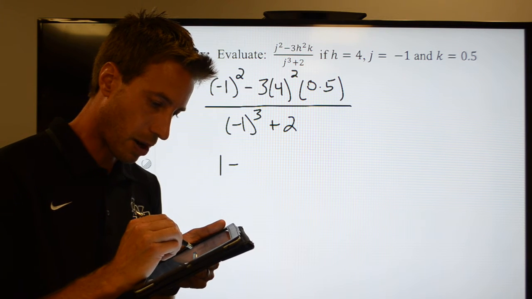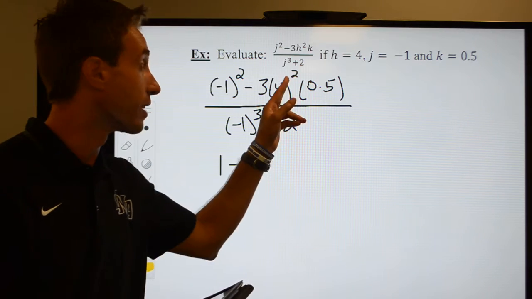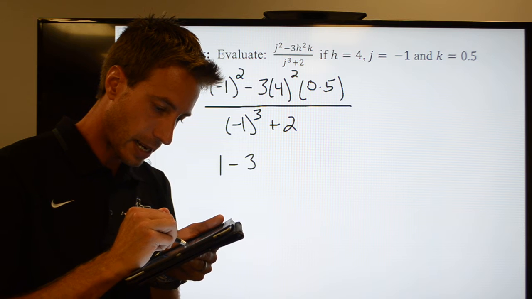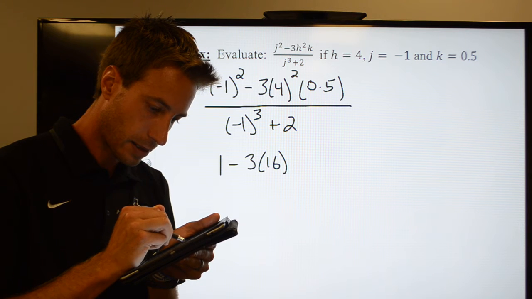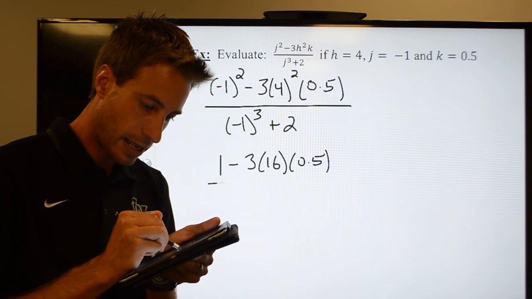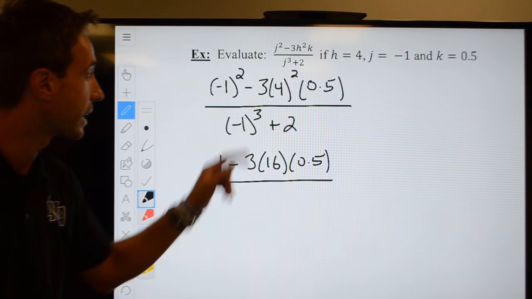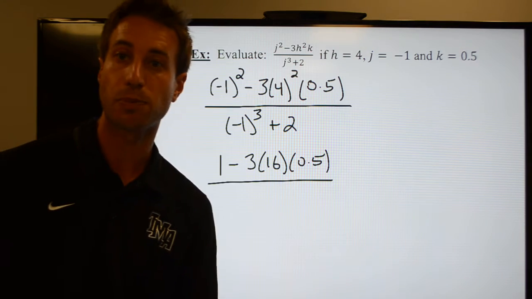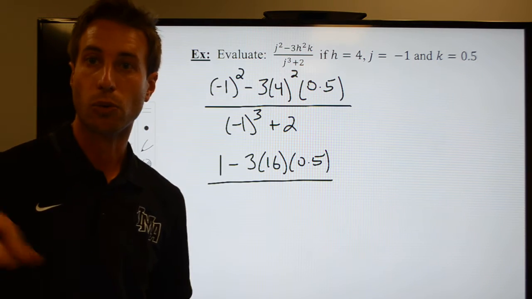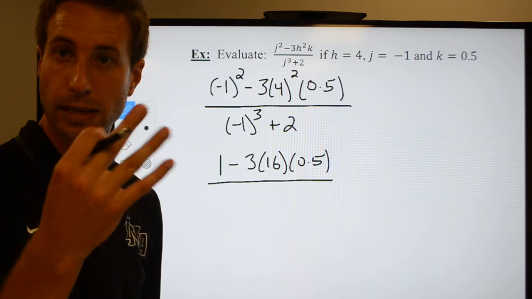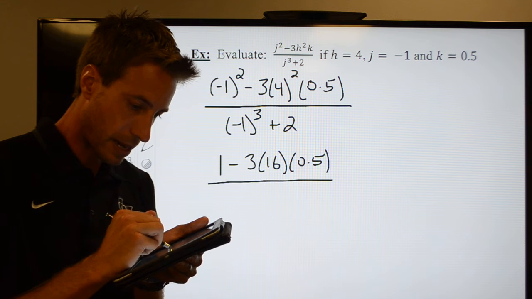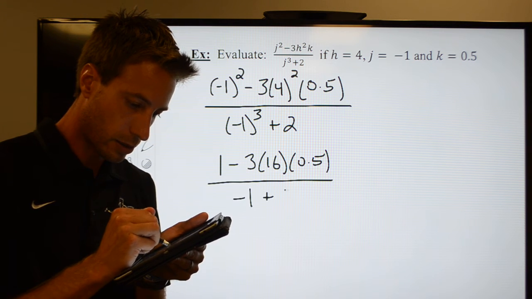Then we'll rewrite the problem. Oh, actually here, we have another exponent. We'll need to evaluate that one as well. So I'm going to have a 3 times 16 times 0.5. And in the bottom, we'll then go ahead and take care of my exponent. We said in the last problem, same is true here. Anytime you have a negative number raised to an odd power, in this case the third power, it's always going to come out to be a negative number. So a minus 1 plus 2.